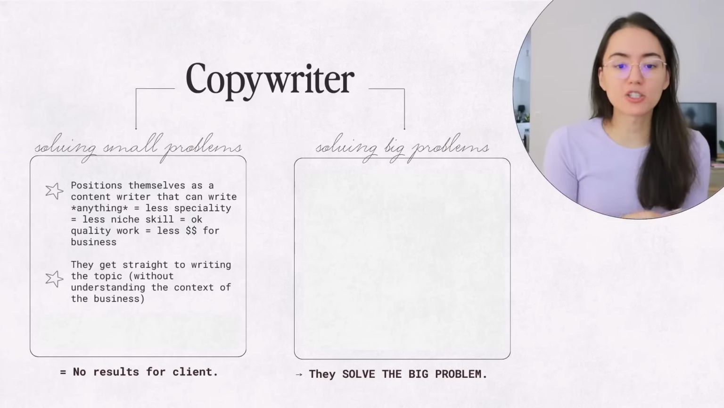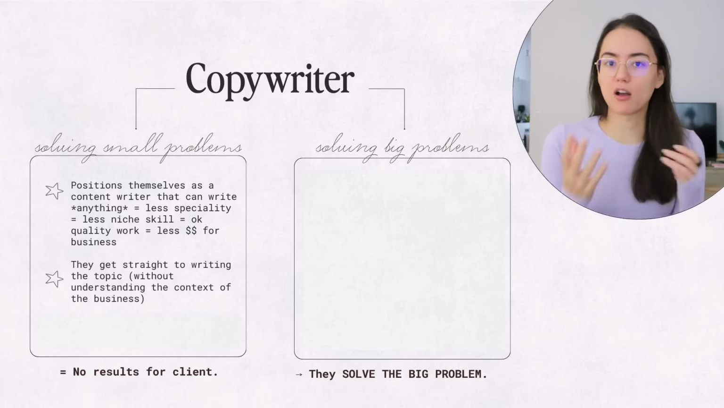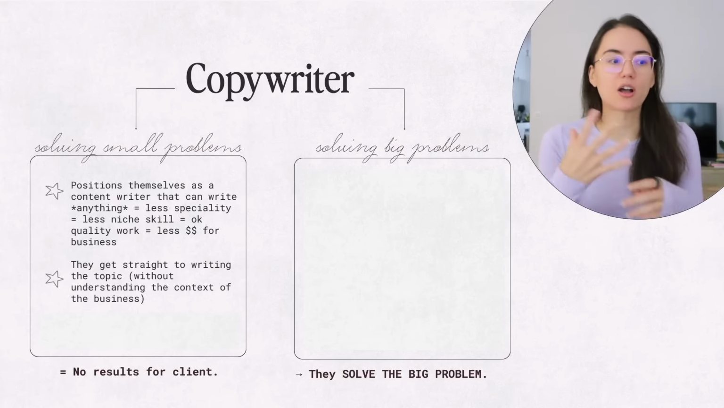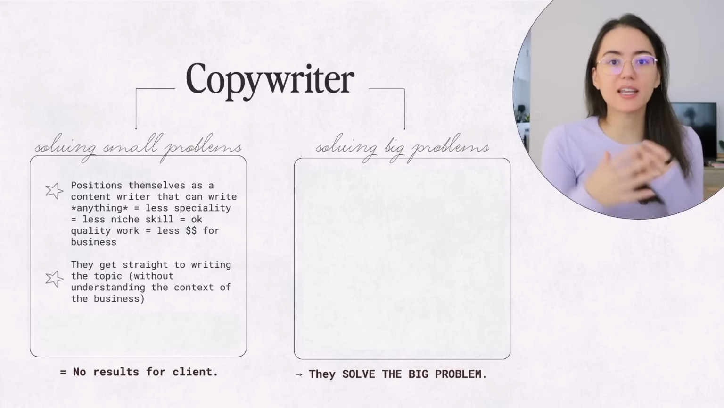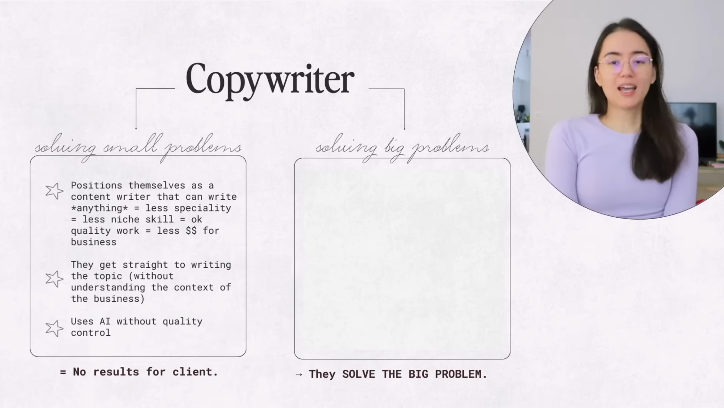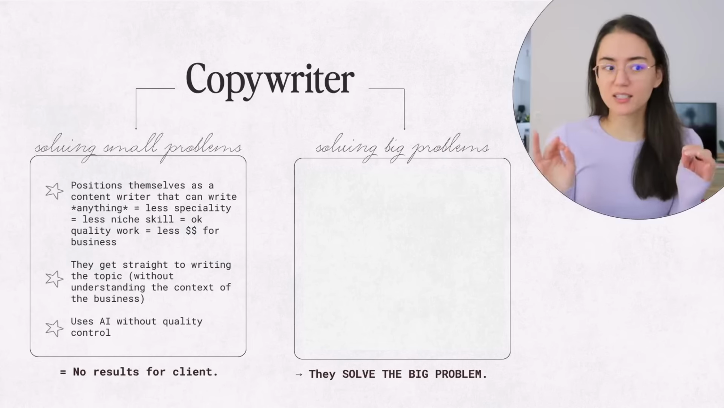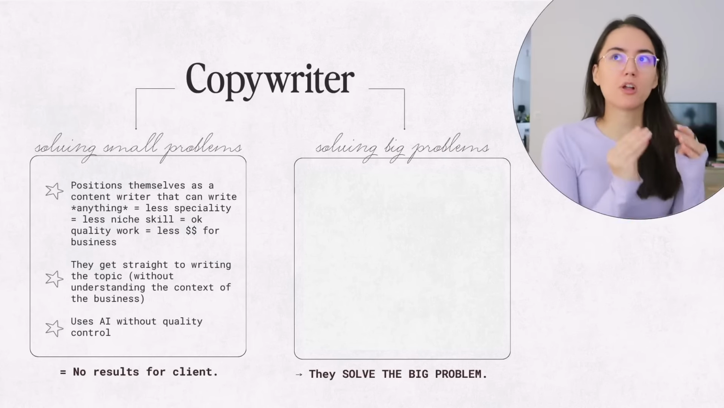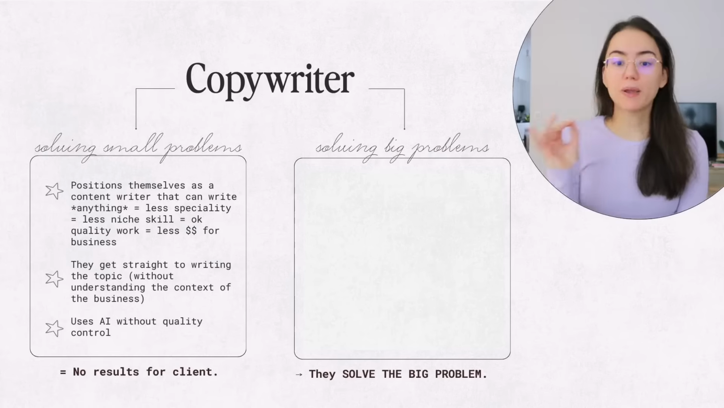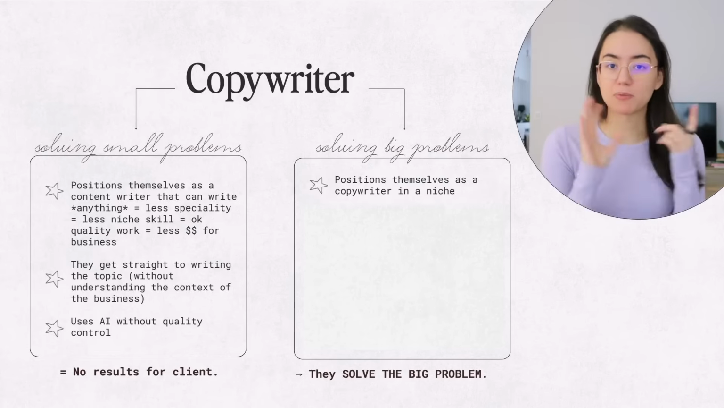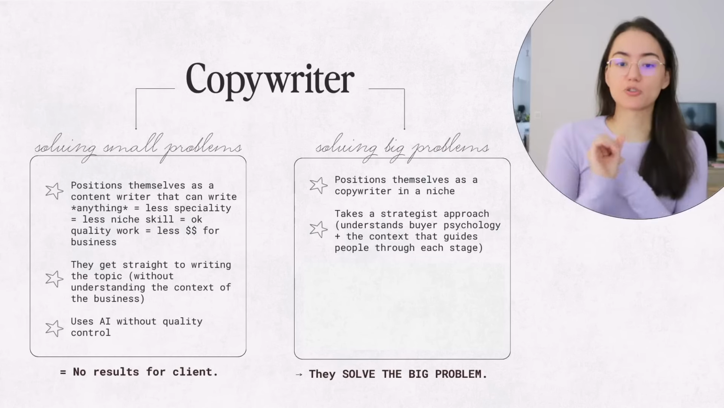They get straight to writing the topic without properly understanding the context for the business, what they're doing, the context of the audience, of the person reading, and use AI without quality control. I actually think people who are using AI to make their work better is great. I think the issue is just when people are using AI to be lazy. Solving big problems could look like positioning yourself as a proper copywriter in a specific niche, taking a strategist approach.